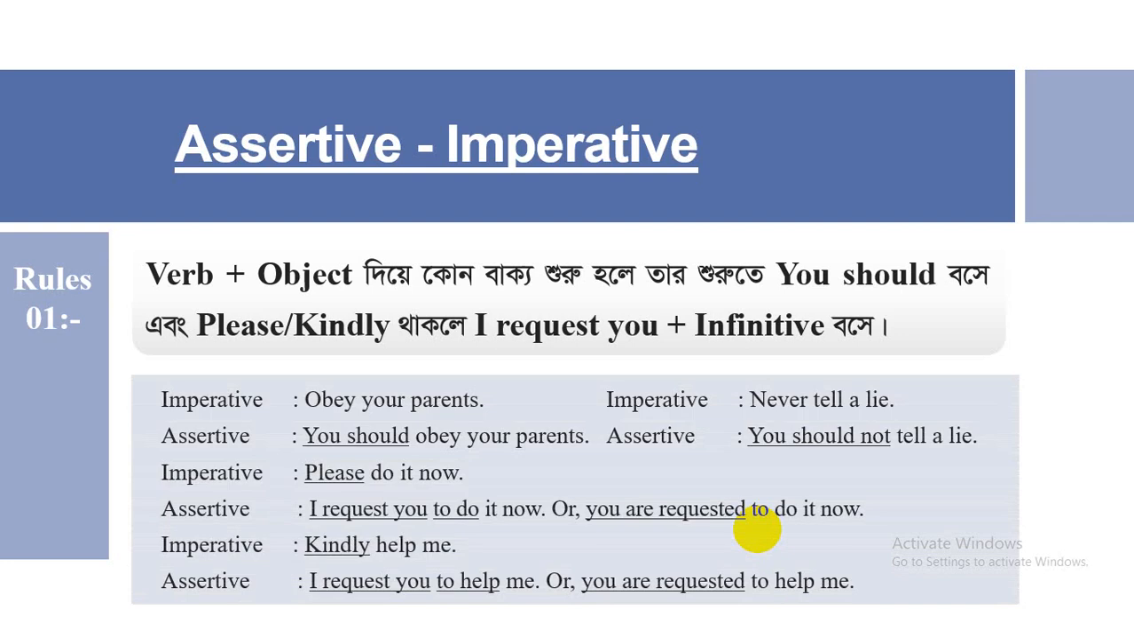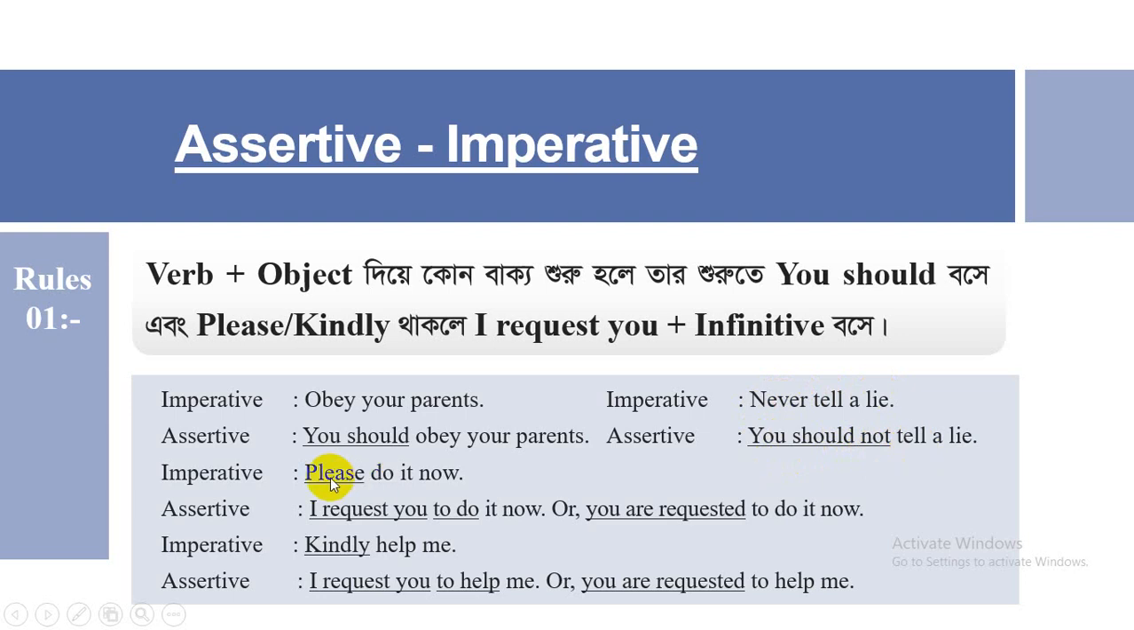The first one, obey your parents. That's very easy. I mean, start with the verb. So, before the verb, we have to use only you should. So that's very simple. You should obey your parents. So, if we go to another example, never tell a lie. As never is negative, that's why you shouldn't tell a lie.